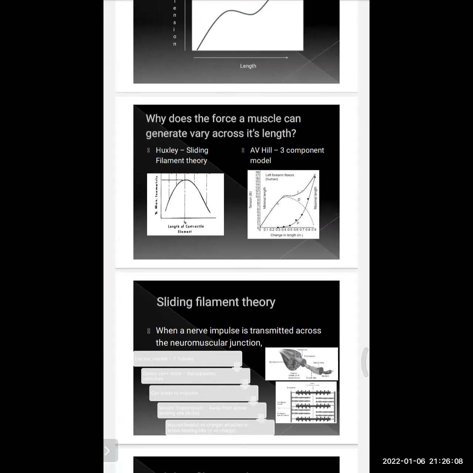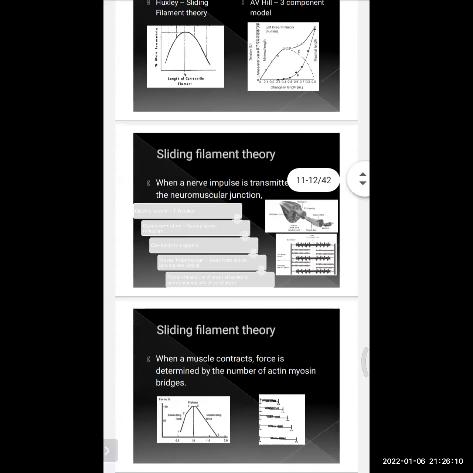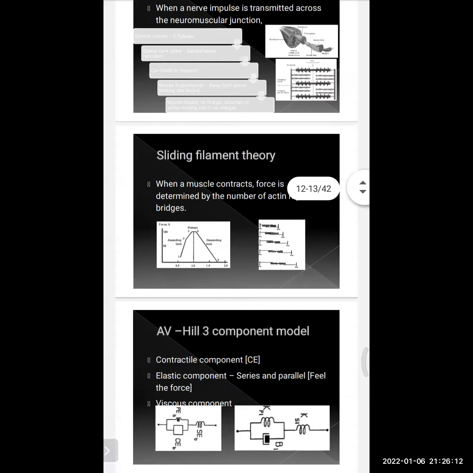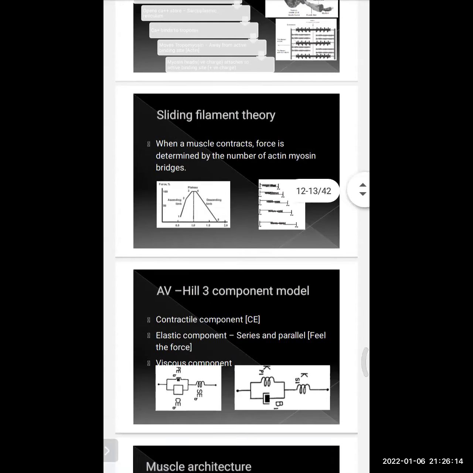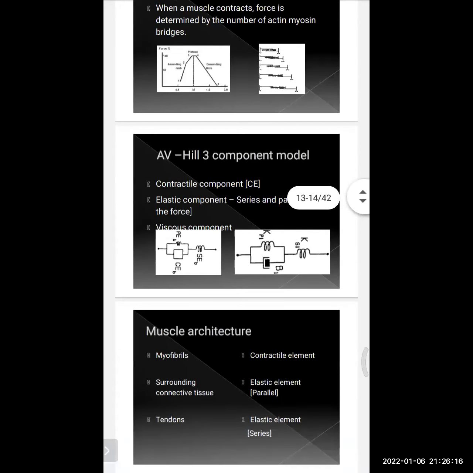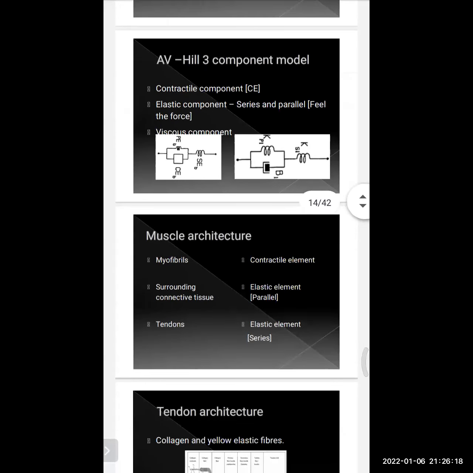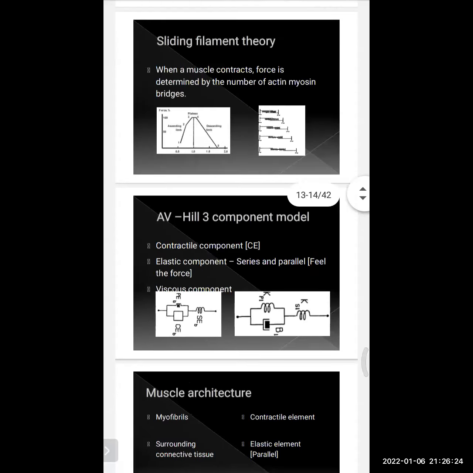Okay, right? And sliding filament theory you're familiar with, and we just explained this curve by this. So let's move on to the A.V. Hill 3-component model. According to this model, a muscle consists of 3 components.